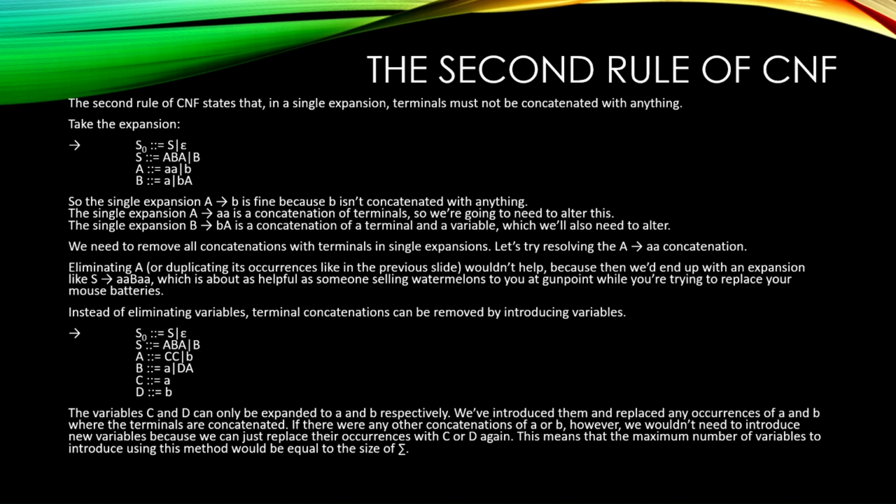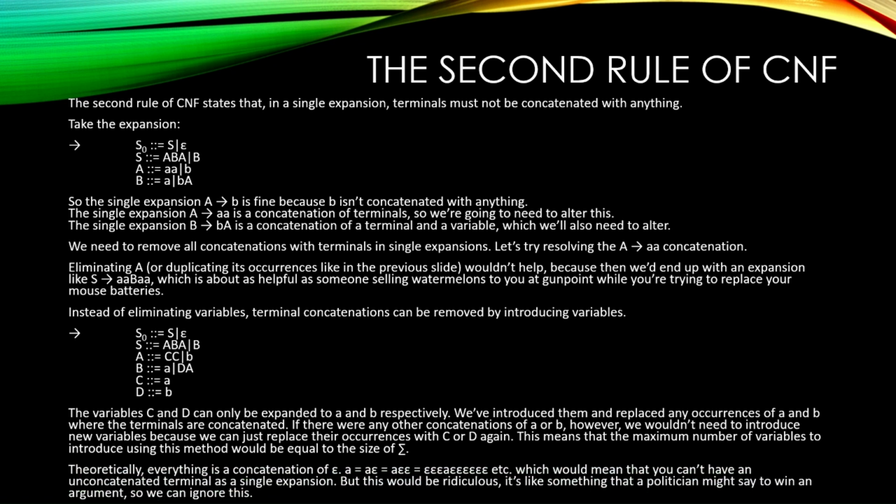So this should theoretically mean that the maximum number of variables to introduce would be equal to the size of the alphabet. That's kind of a bit of theory. I mean, theoretically, if you wanted to be pedantic, you could say, oh, everything's a concatenation of epsilon, so terminal A equals A epsilon equals A epsilon epsilon, etc. This would mean that you can't have an unconcatenated terminal. I don't know, I just sound like a politician at this point. So we can pretty much ignore that.